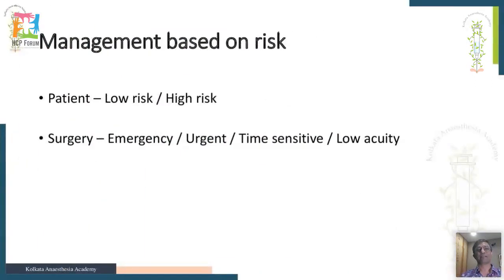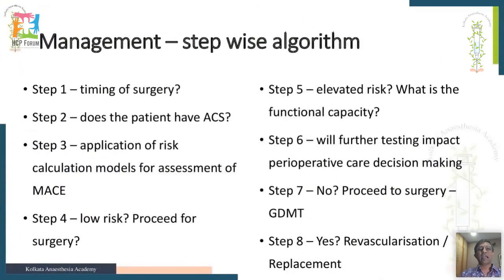So again, the management based on risk is whether the patient is at low or high risk, whether the surgery is an emergency, and what the timing of surgery is. And this is again something that ACC/AHA gave us a little bit, which I have modified for my own liking. You decide first what is the timing of surgery. Then you try to find out whether the patient has an acute coronary syndrome or an active cardiac condition. Then, if it is no, you apply one of the risk models, the RCRI or NSQIP, whatever, and figure out whether it is low risk, and then you think of proceeding for surgery. Or is it elevated risk?